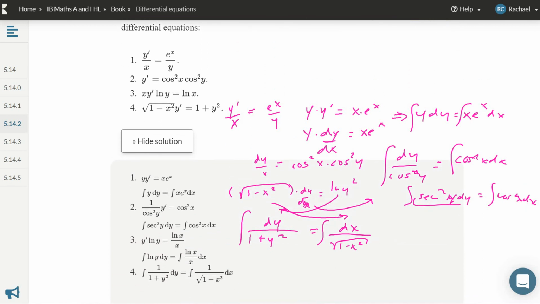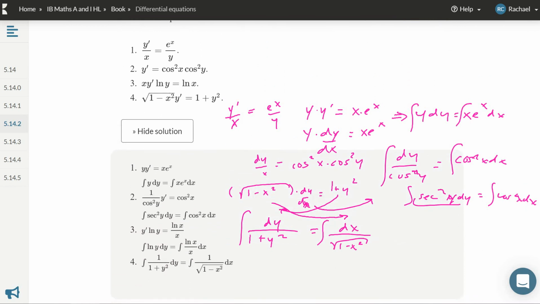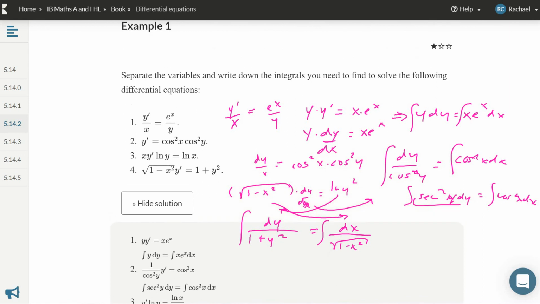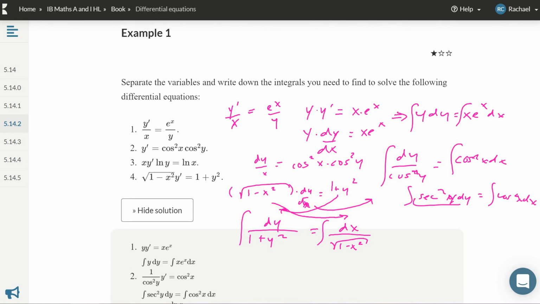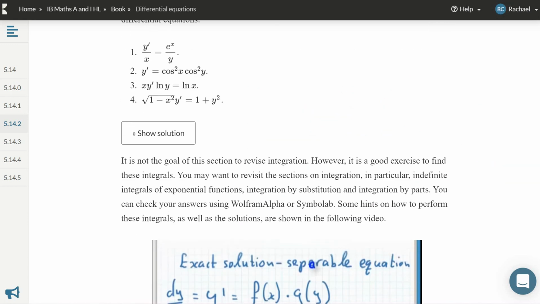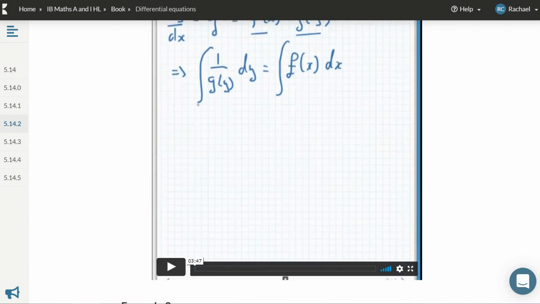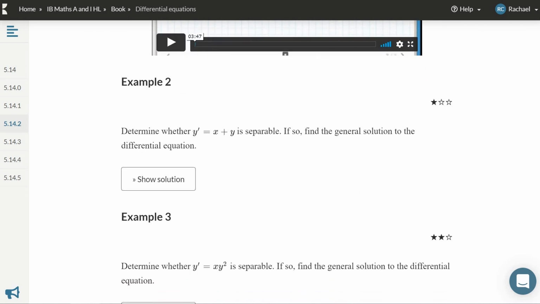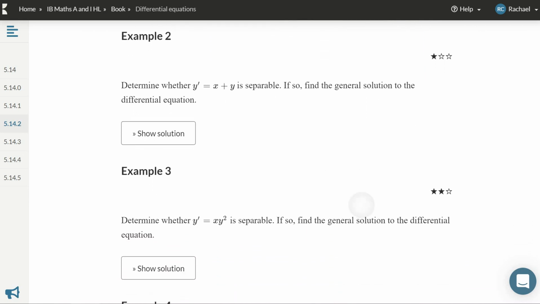Okay. So pretty straightforward. You're literally just doing algebra for these, so shouldn't be too difficult. But definitely practice those because you need to get used to that thought process.